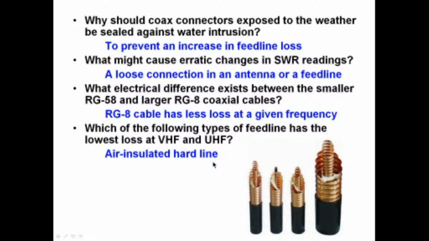Which of the following types of feed line has the lowest loss at VHF and UHF? That's the air-insulated hardline, like this. And you can see how it's constructed here with the corrugated tubing with spacers in between to maintain the distance. Here it's a spiral spacer. Here it's just a spacer that looks almost like it screws on there, doesn't it? I don't think it does actually screw on, but it looks like it. And to maintain that separation, the insulation in there is actually just air, or in some cases they'll pressurize that line with a gas like dry nitrogen to maintain the insulation.